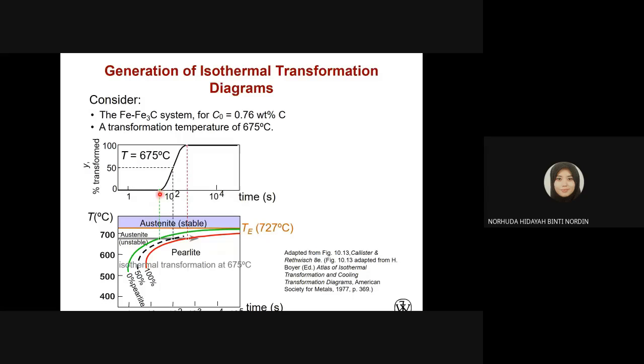So here, as the time goes by, the nucleation is complete. When it's complete, it's 100%. 100% is complete, and you see the graph lies on the red line. The red line is 100%, meaning all the austenite is already converted to pearlite.